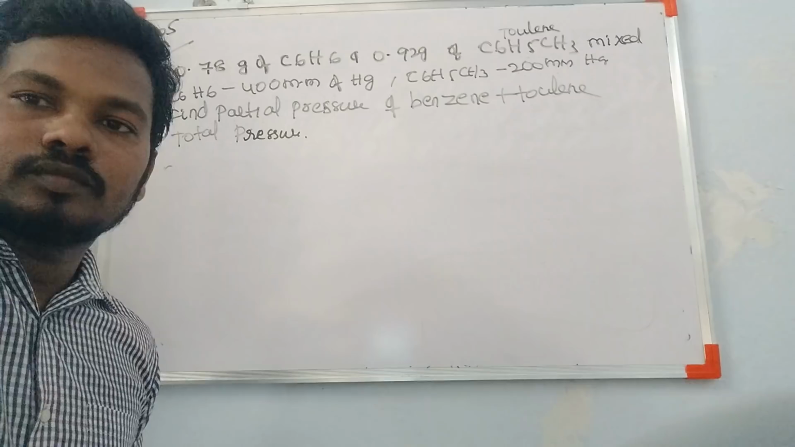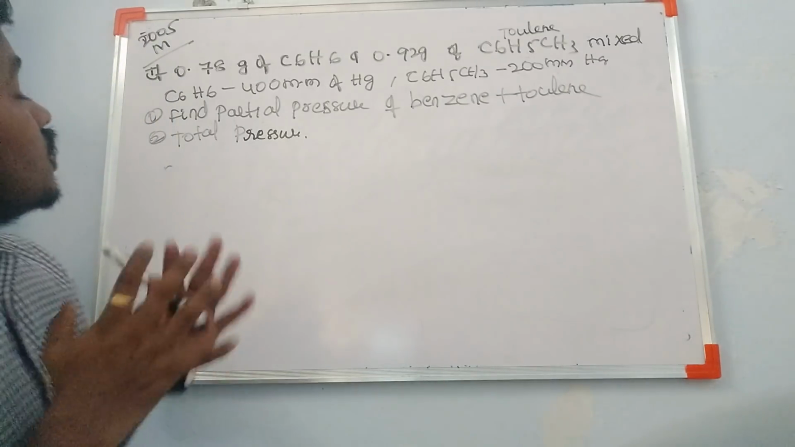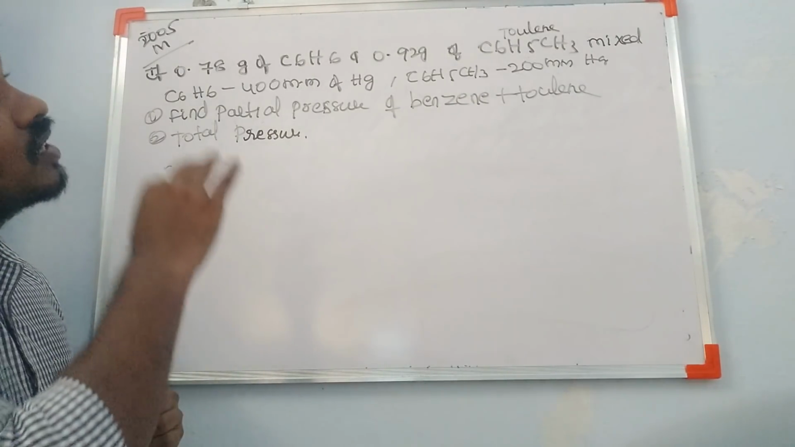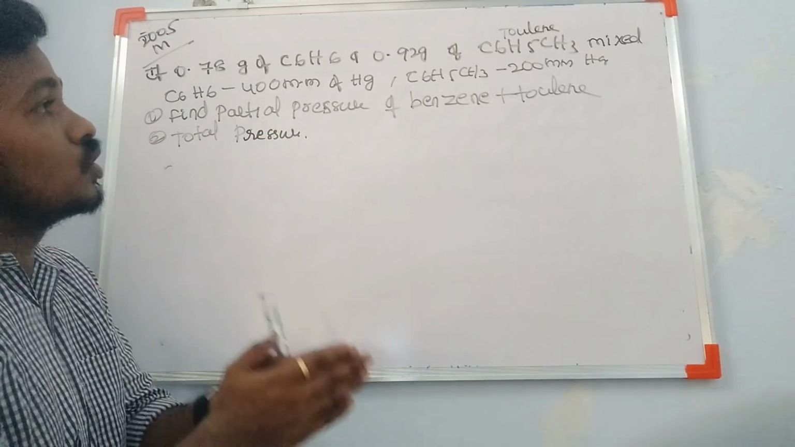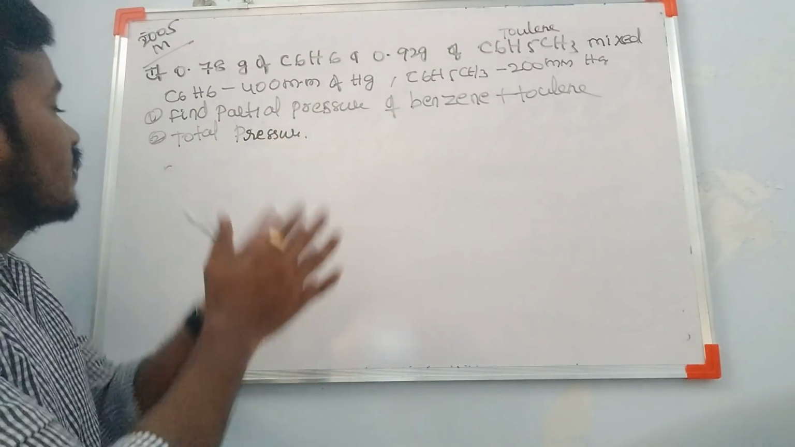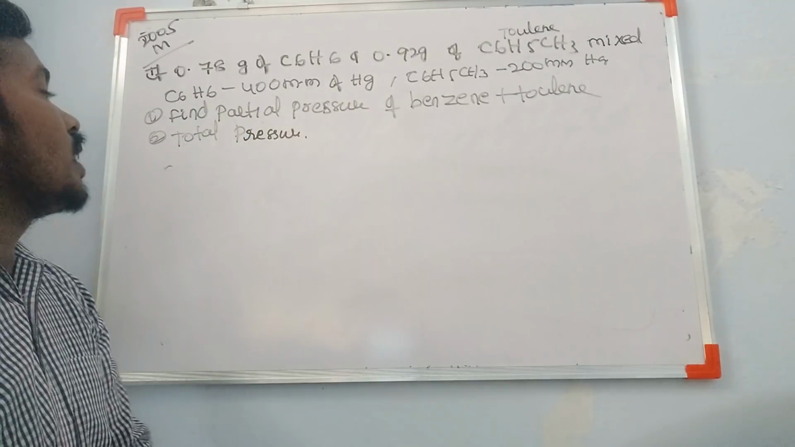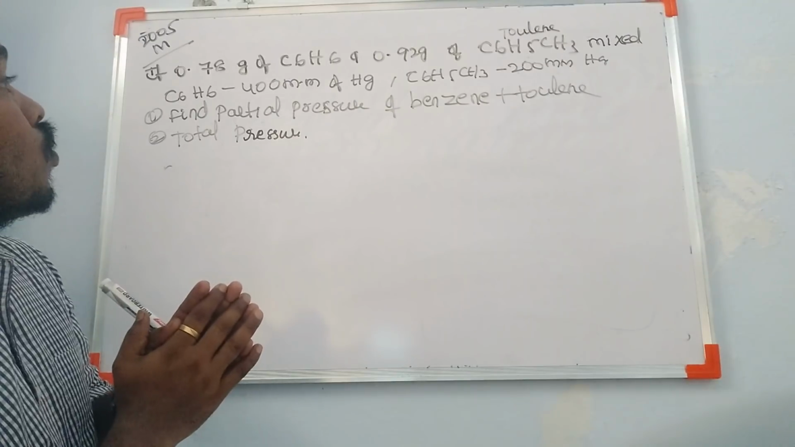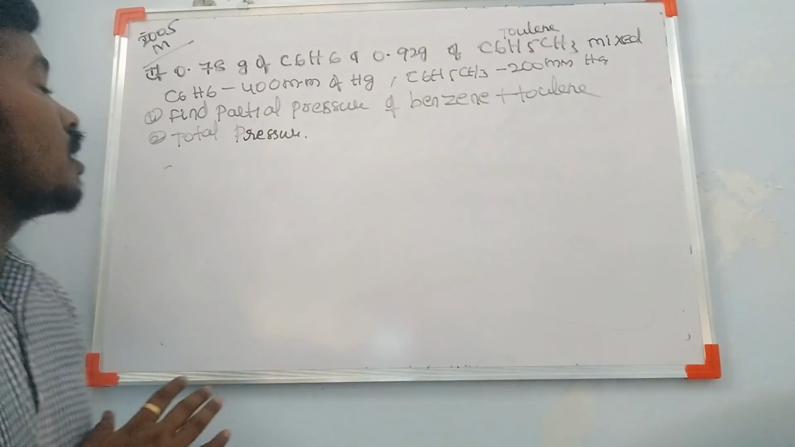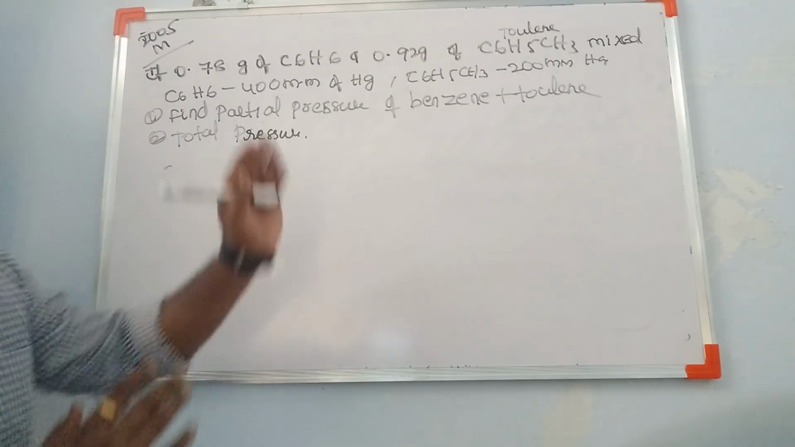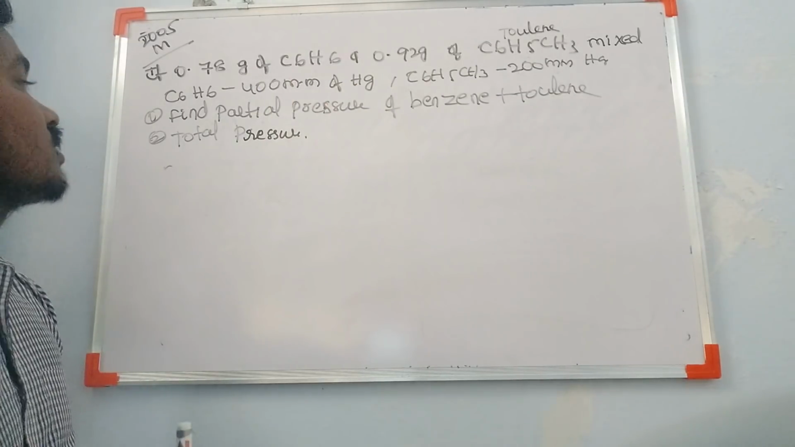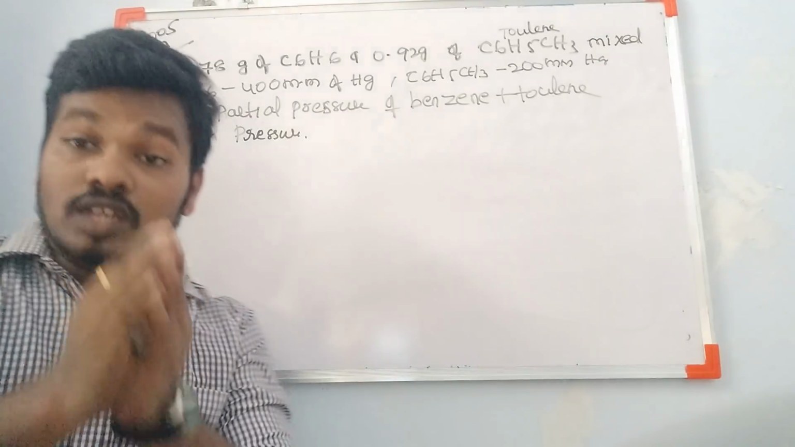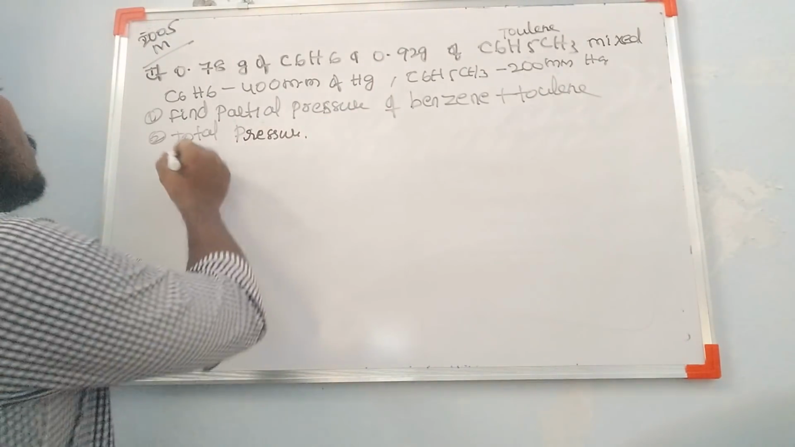So, next question. If 0.78 grams of C6H6 and 0.92 grams of C6H5CH3, toluene, are mixed, what will happen? The vapor pressures of benzene and toluene are given. It is easy to calculate the moles. They are asking to find the partial pressures and the total pressure of the solution.